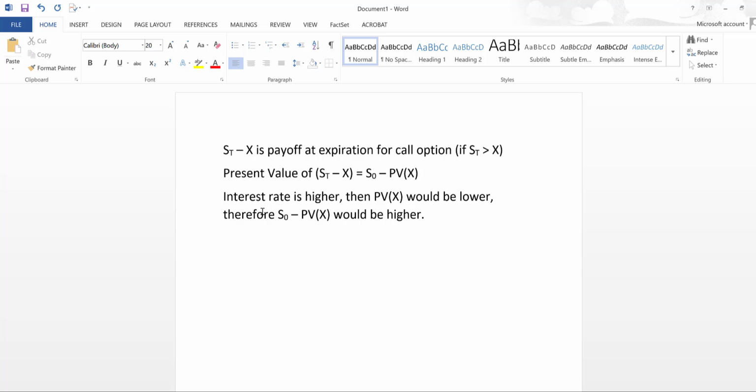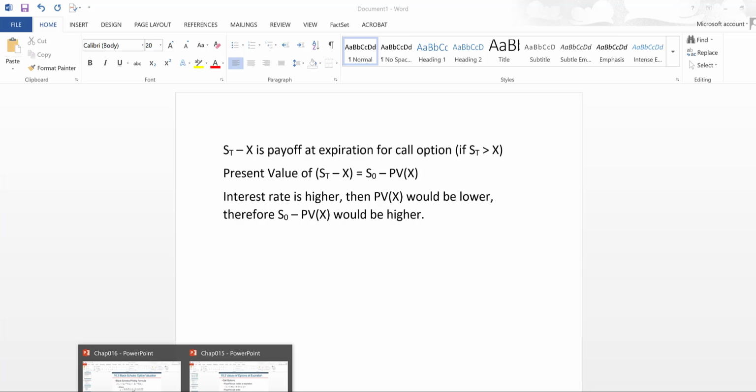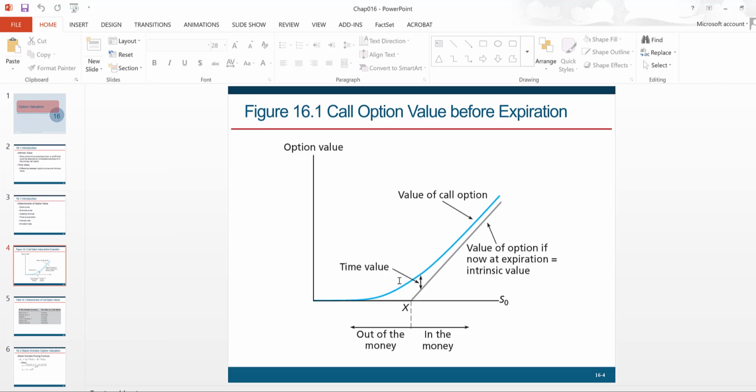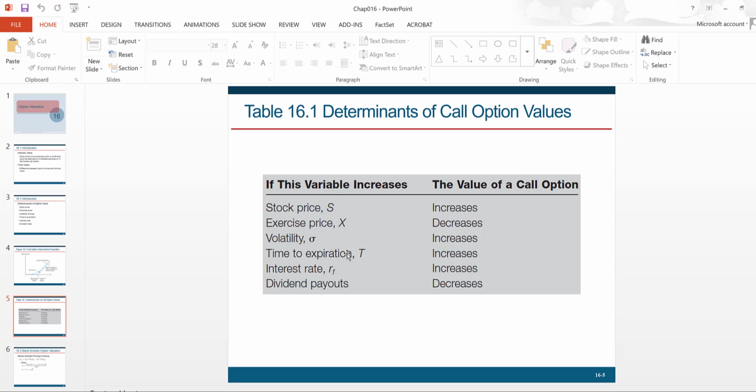And if that is the case, then you would have to pay more for that option. Higher the interest rate, lower the present value of a strike price, and higher would be the present value of option payoff at expiration. So you would expect to get a higher payoff. You would put more value to that payoff today, and therefore you would be willing to pay more for that option. So that's the idea here, that if interest rate goes up, other things being equal, so again, remember, we are always assuming that everything else remains constant, higher the interest rate, higher would be the price of the call option.